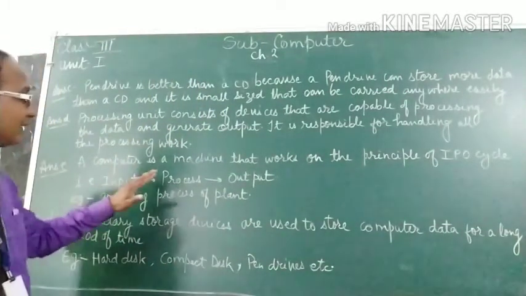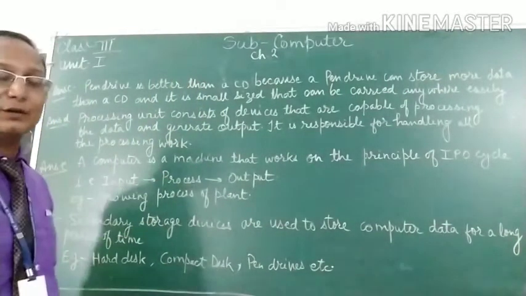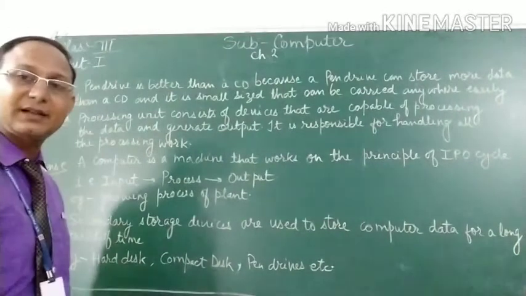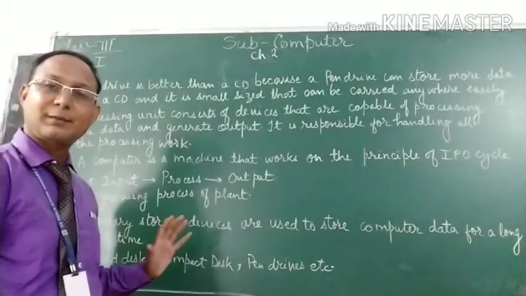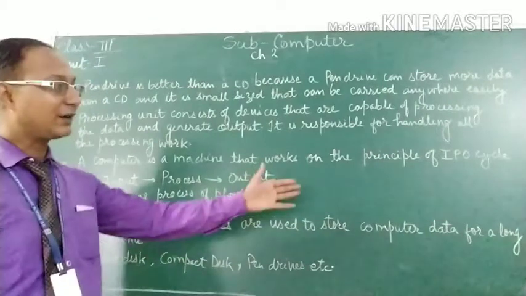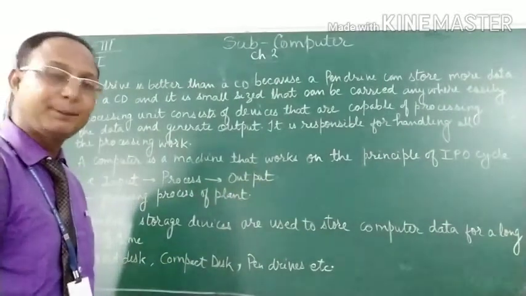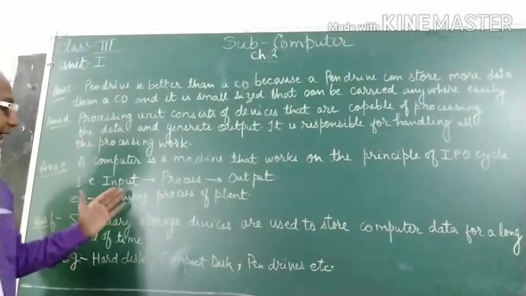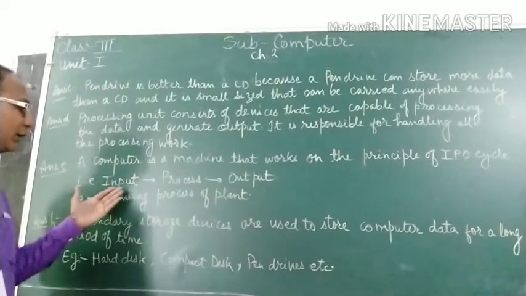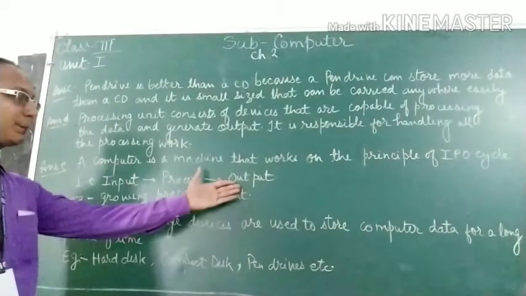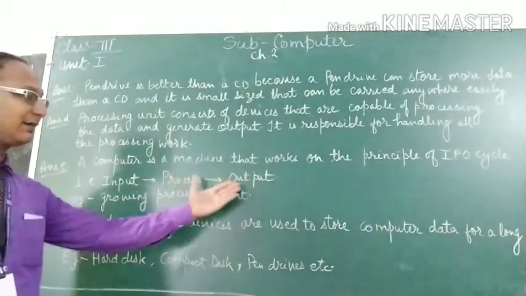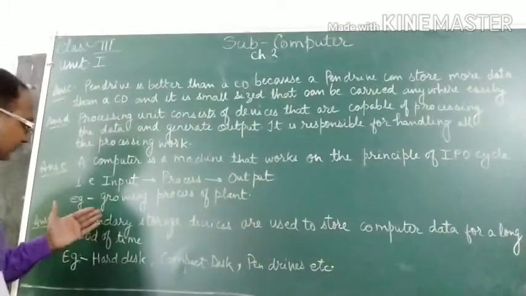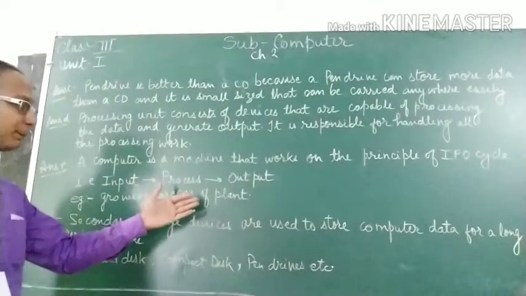A computer is a machine that works on the principle of the IPO cycle. And how is it written? Input, process, output. Example is the growing process of a plant.